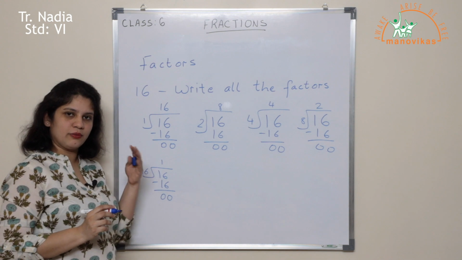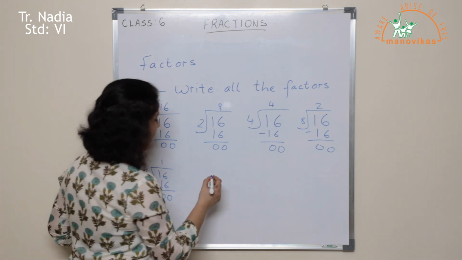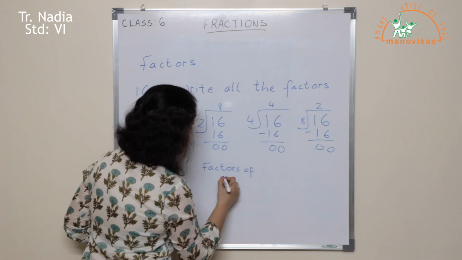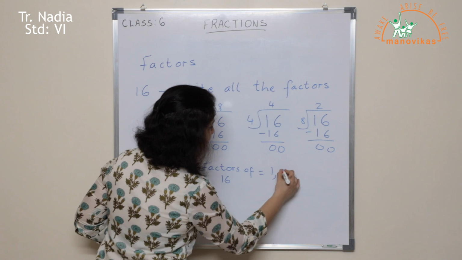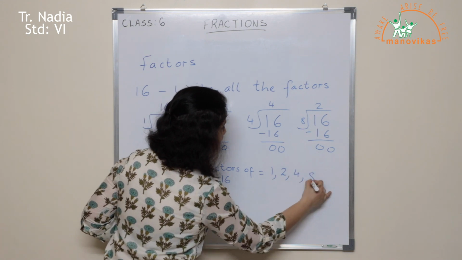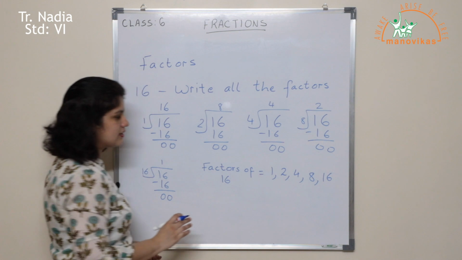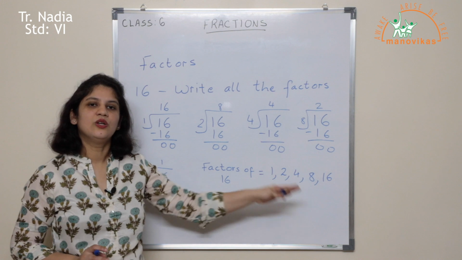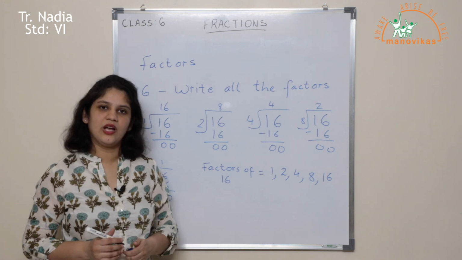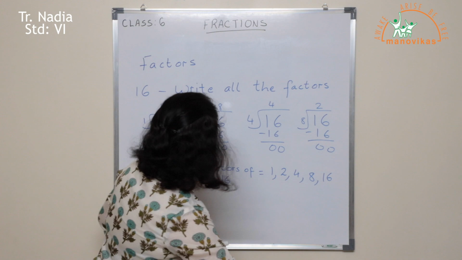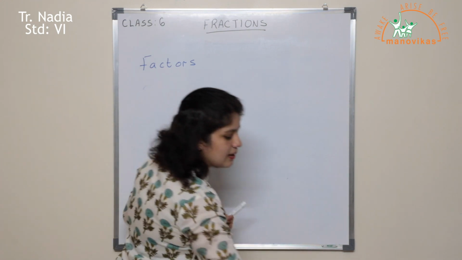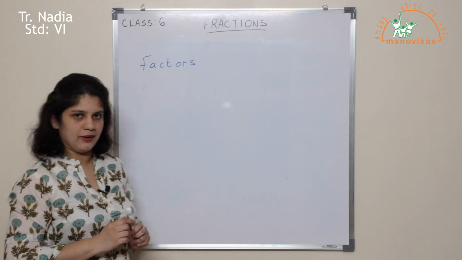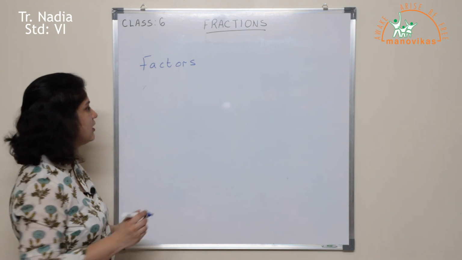So supposing I am asked to make a list of all the factors of 16, I would say the factors of 16 are 1, 2, 4, 8, 16. Okay, so 16 has altogether 5 factors. There are 5 numbers which can divide it completely without leaving a remainder. Now there are some numbers which have just 2 factors. Now these numbers are called prime numbers. I will show you all examples of such numbers.